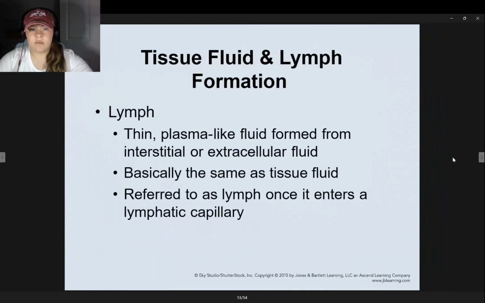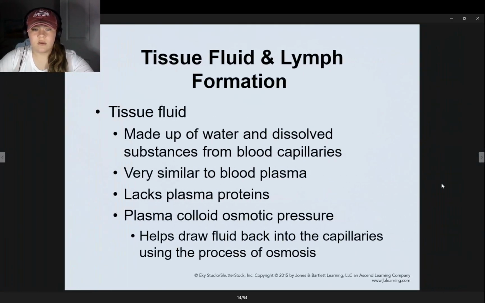Tissue fluid and lymph formation. The lymph is just a thin, plasma-like fluid. It's formed from interstitial or extracellular fluid, basically the same as tissue fluid, and it's referred to as lymph once it enters a lymphatic capillary. Tissue fluid is usually made up of water and dissolved substances from blood capillaries. It's very similar to blood plasma.